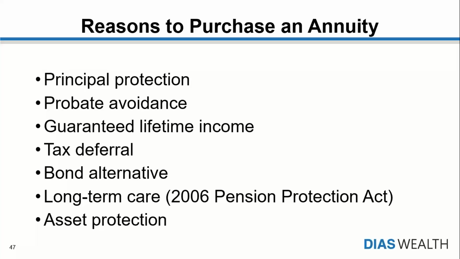Principal protection, probate avoidance, guaranteed lifetime income, tax deferral, a bond alternative, long-term care, very important key feature. Actually, tomorrow's webinar on the introduction to long-term care, we'll be going over the long-term care annuity a little bit. The key part of this is the 2006 Pension Protection Act, which went into effect in 2010, allows you to essentially exchange tax-free an annuity for a long-term care annuity. It has to be a qualified long-term care annuity.